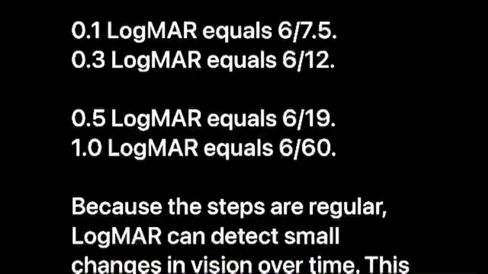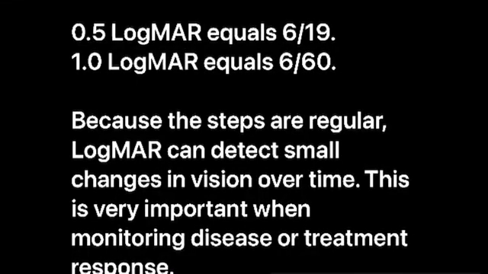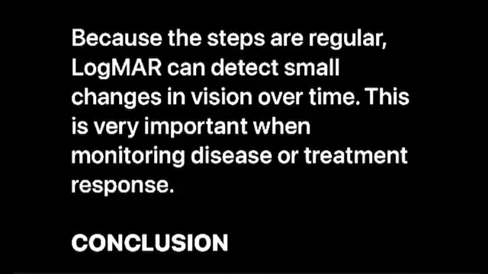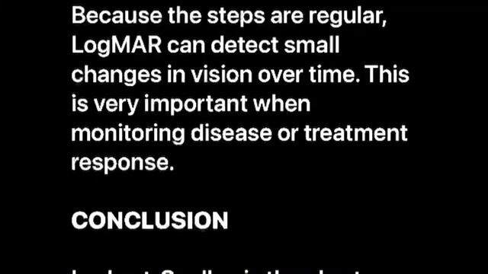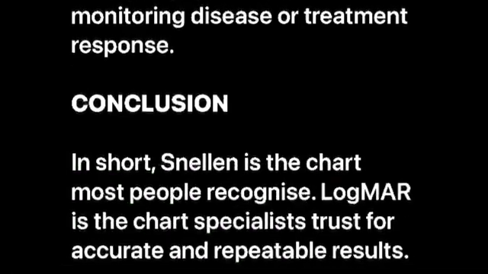0.1 LogMAR equals 6/7.5. 0.3 LogMAR equals 6/12. 0.5 LogMAR equals 6/19. 1.0 LogMAR equals 6/60. Because the steps are regular, LogMAR can detect small changes in vision over time. This is very important when monitoring disease or treatment response.